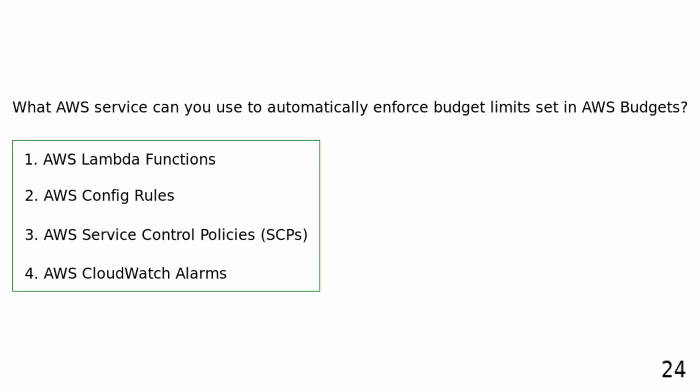What AWS service can you use to automatically enforce budget limits set in AWS Budgets? AWS Lambda functions. AWS Config rules. AWS service control policies. AWS CloudWatch alarms.